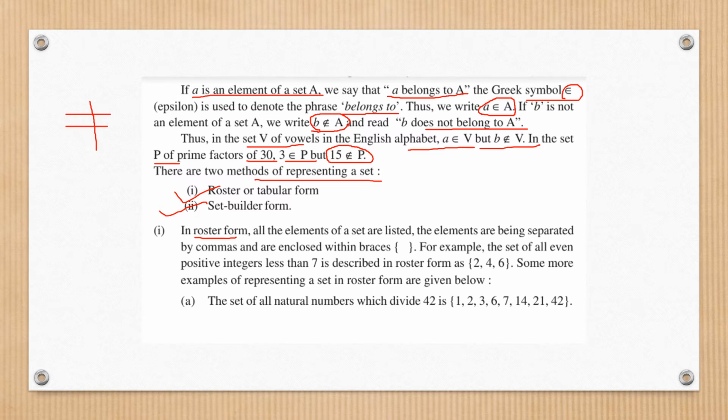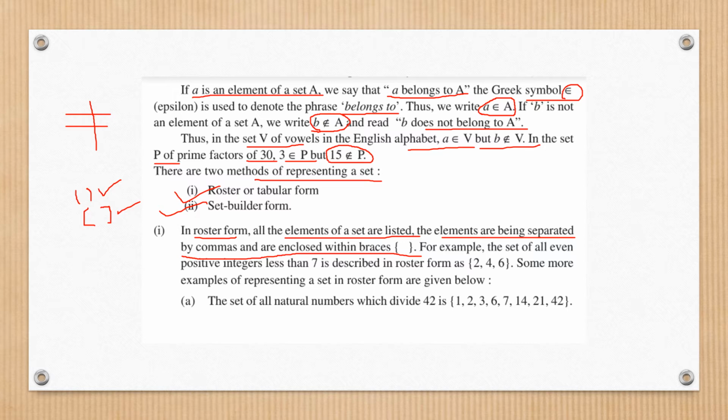All the elements are listed, and the elements are separated by commas and enclosed within brackets. Now keep it in mind, you have to use these middle brackets. Please don't use the open brackets or the closed brackets. Now you know that they denote open sets and closed intervals. So you have to use the curly brackets, right?